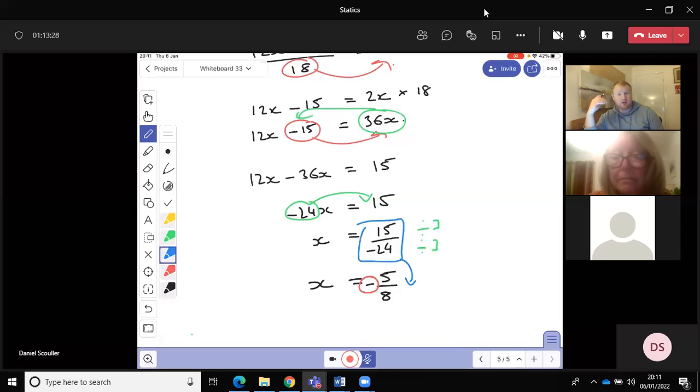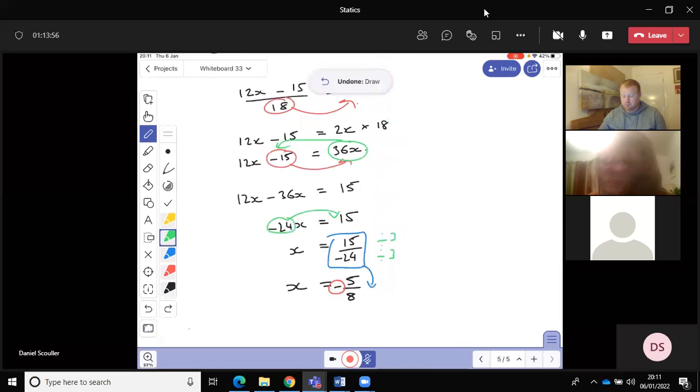So 3 goes into 15 and 3 goes into 24. Yeah, that's fine. Cheers. So when the question says in its simplest form, that's the step it's looking for you to do. That next step is to make sure 5 and 8 don't share any common factors, so we can't simplify that down any further.